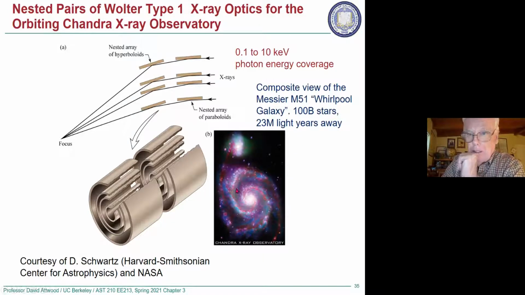And this image is not all X-rays. It's a composite of visible, ultraviolet, and X-ray images. And it shows how these stars seem to be in a whirlpool pattern.